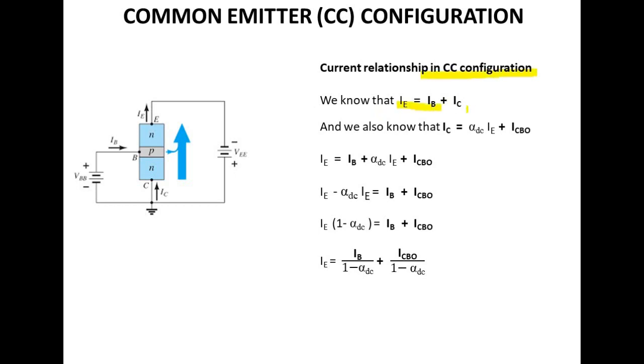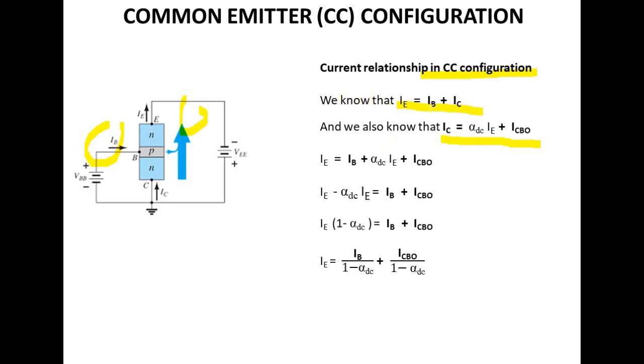Now come to the current relationships in common collector configuration. We know that IE is equal to IB plus IC, and we also know that IC is equal to alpha DC IE plus ICBO. Now we have to draw the relationship between the output current and input current. Here output current will be equal to IE, or we can also say IC, and input current is IB.